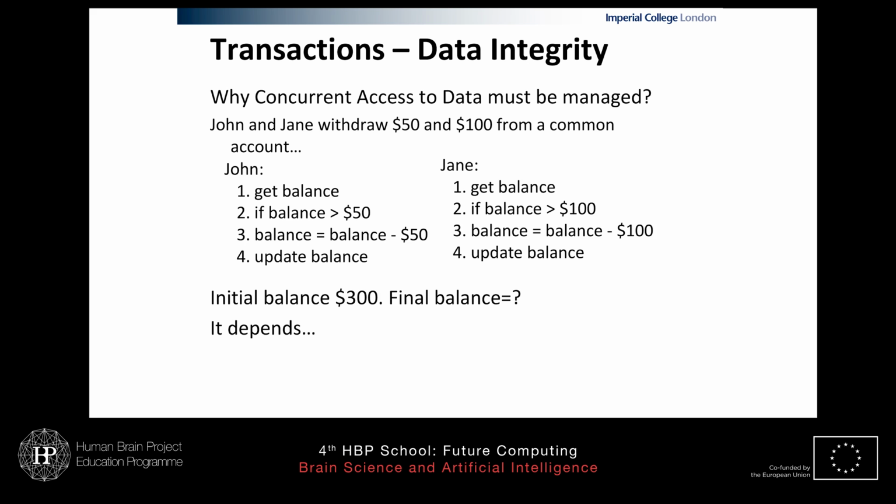So this example shows a concurrent access on a common account. John and Jane are accessing this account at the same time. They want to withdraw $50 and $100. They first get the balance, they check the balance. If it's bigger than 50 and 100, they deduct the $50 and $100 they want to take, and then they update the balance. So the question is, if the initial balance is $300, what will the final balance be? Can anybody tell me?